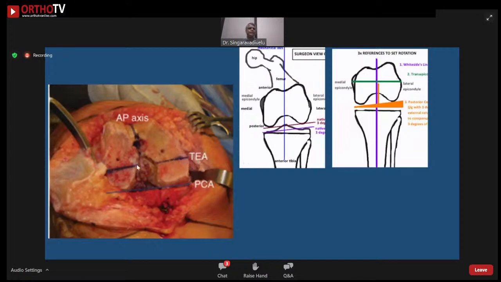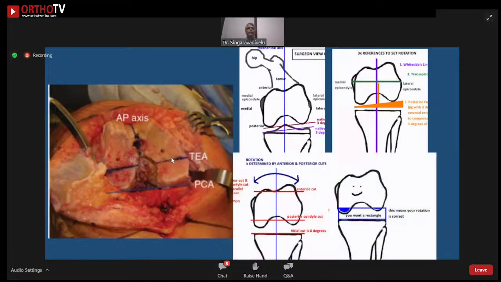This is the intraepicondylar axis, transepicondylar axis, and this is the Whiteside's line. Whiteside's line is the apex of the intercondylar notch and the base of the trochlear groove. You draw a line, and a line which is perpendicular is the rotational axis. Each one has got its own fallacy, but every time as beginners, we have to do everything. All the three axes you do and then make the cut.